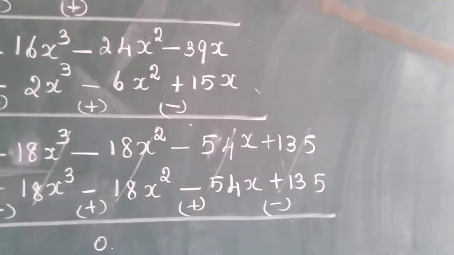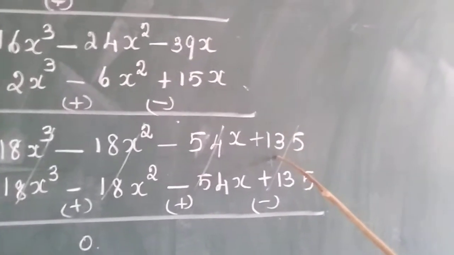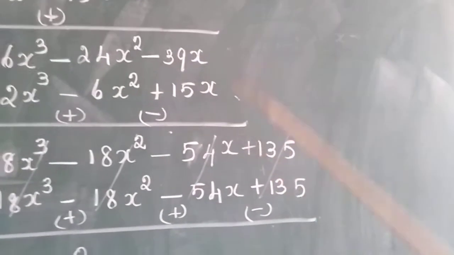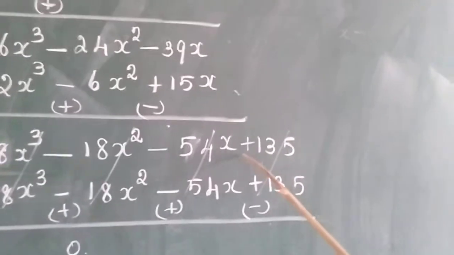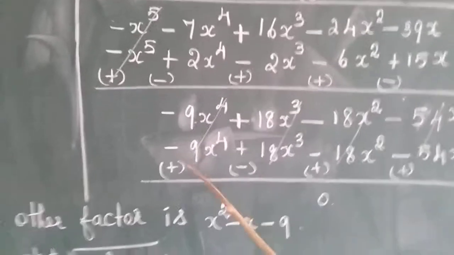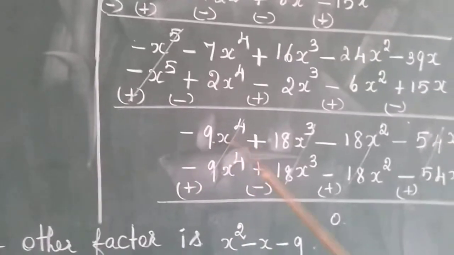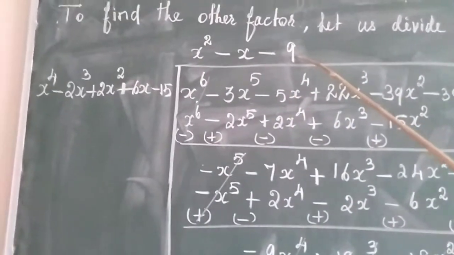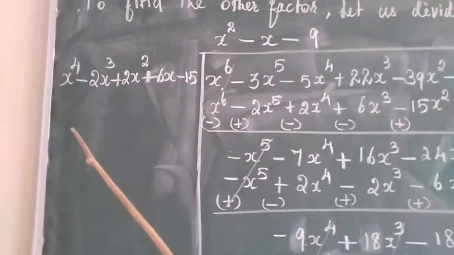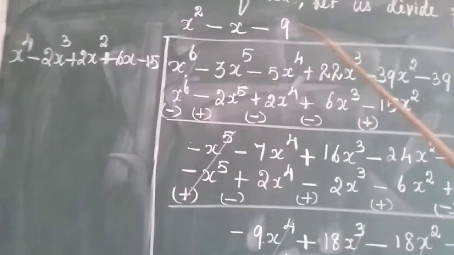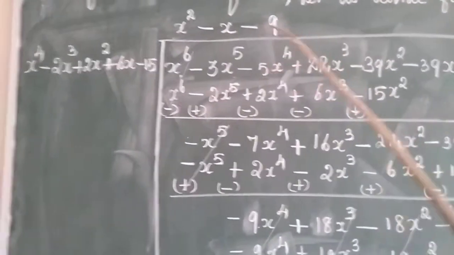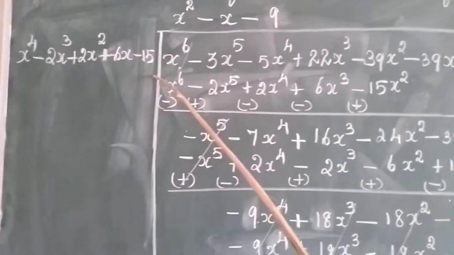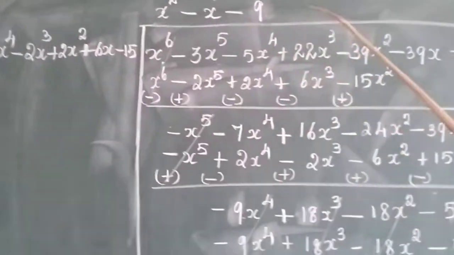Now we are bringing the other term down for simplification. So we are bringing this 135 down, so plus 135 we got. Next, our aim is to get minus 9x power 4, but here we have only x power 4. Now what number should we write in the quotient to get minus 9x power 4? That is nothing but minus 9. So now we are going to multiply the whole factors by minus 9.